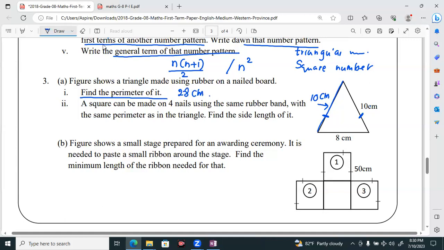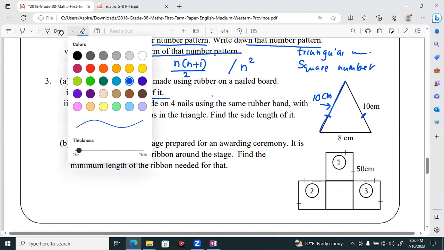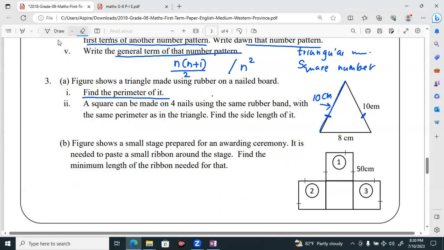Now when writing this, as this is a sec paper, you should normally write step by step. It is good to write the steps. 10 add 10 add 8 equals 28 centimeters.